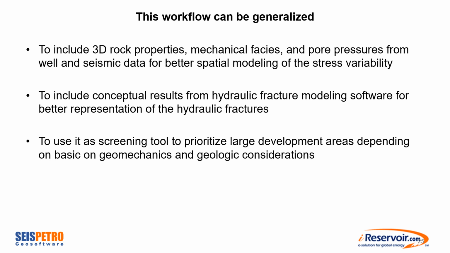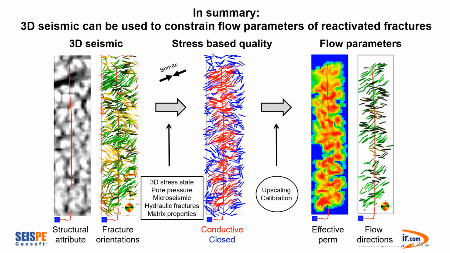As I said at the beginning, we didn't consider mechanical properties in this presentation, but we can include 3D rock properties, mechanical facies, and pore pressures from well and seismic data for better spatial modeling of the stress variability. Also, we can include conceptual results from hydraulic fracture modeling software for better representation of the hydraulic fractures. And finally, we can use this workflow as a screening tool to prioritize large development areas depending on basic geomechanics and geologic considerations.